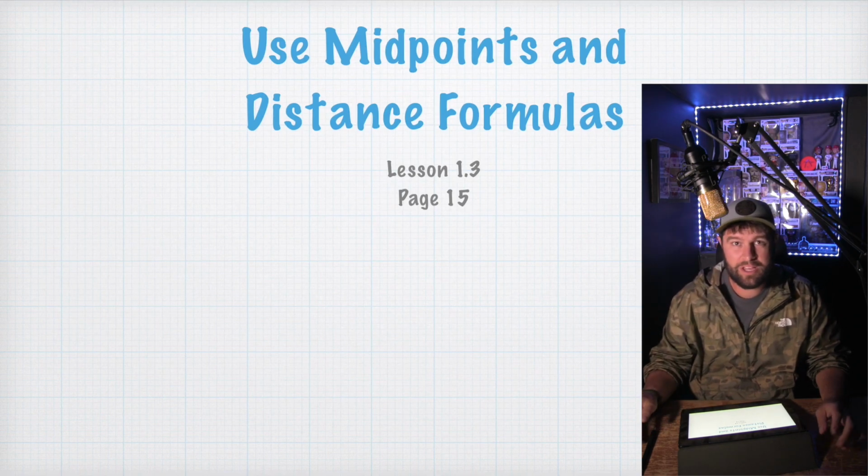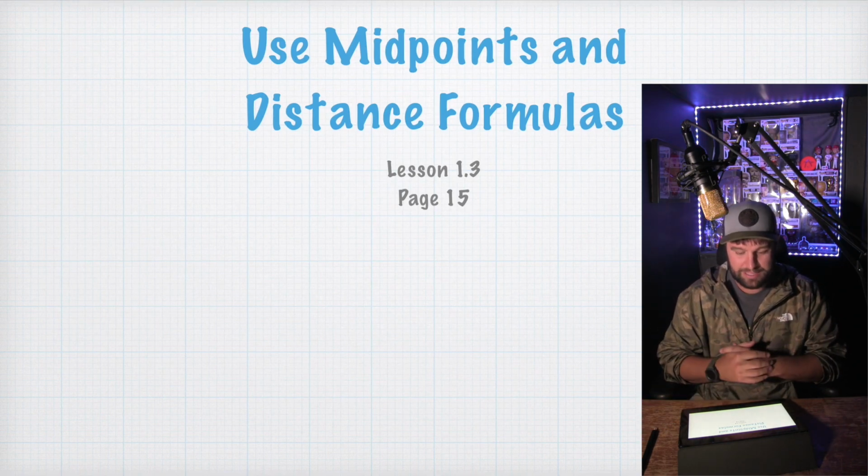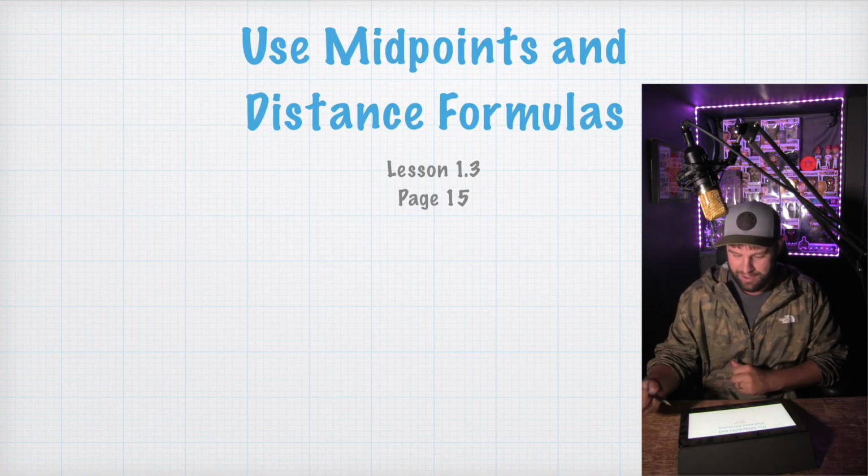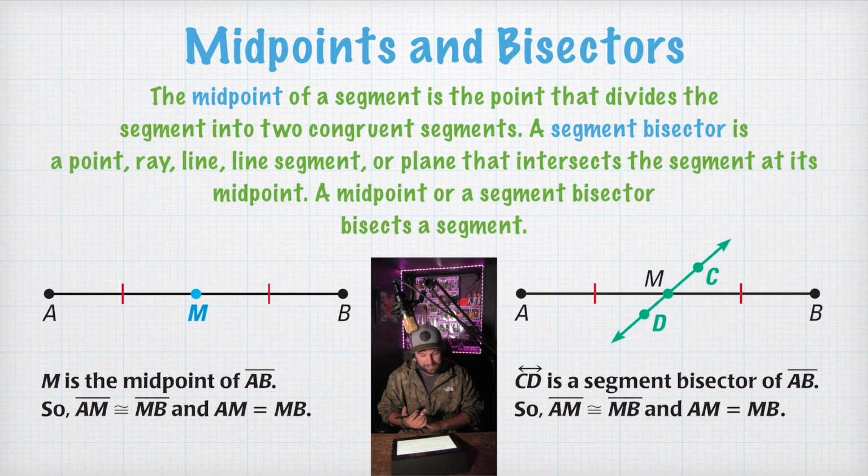Alright guys, today we're going to be covering how to use midpoints and the distance formula. This is lesson 1.3, page 15, if you're working on the same book as me. Here we go. So midpoints and bisectors. The midpoint of a segment is a point that divides the segment into two congruent segments. A segment bisector is a point, ray, line, segment, or plane that intersects the segment at its midpoint. A midpoint or segment bisector bisects a segment.